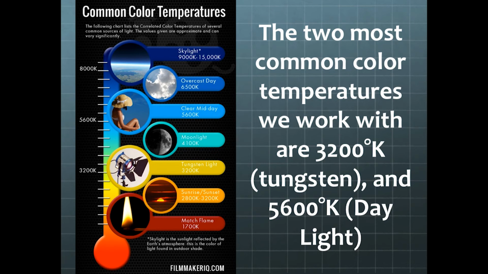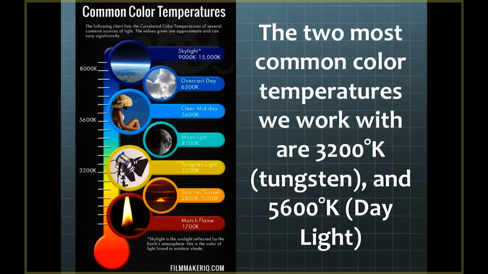As I said, the two most common color temperatures we work with are 3200 degrees Kelvin and 5600 degrees Kelvin. 3200 is considered tungsten. Tungsten is incandescent light, like what you get from a light bulb, or more commonly what you would get in a studio light fixture. And then 5600 degrees Kelvin is considered daylight color temperature. 3200 is going to be the warmer color, and daylight is going to be the cooler color.